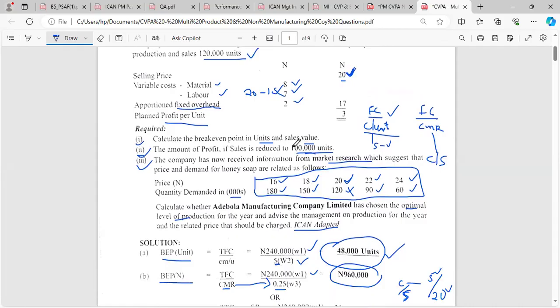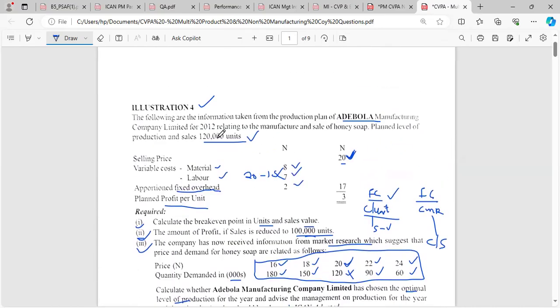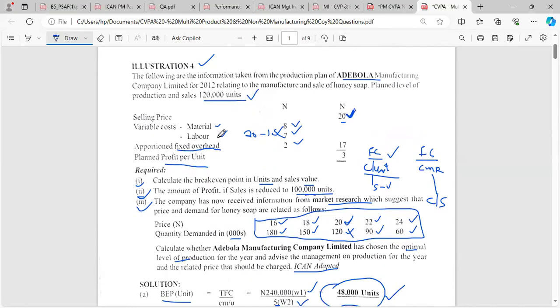And let me make it a little bit easier. The company is saying that what they should produce is 120,000. But the researchers have gone to the market and said, sir, if we produce 180, we can sell at 16. If we produce 60, we can sell at 24. Don't you think we should produce 60 and sell at 24 naira? Well, I think we'll make much more profit than when we are producing too much and selling at 20 naira. That's what we're trying to determine.